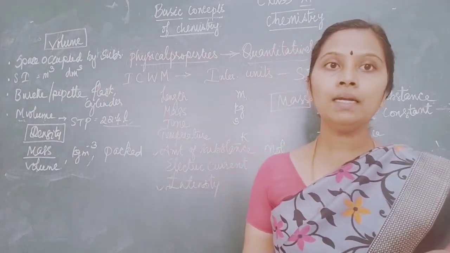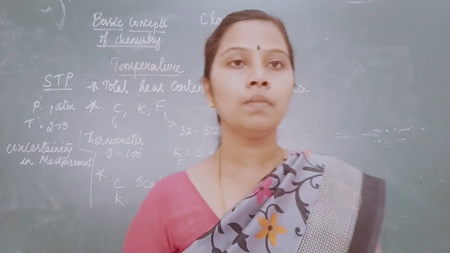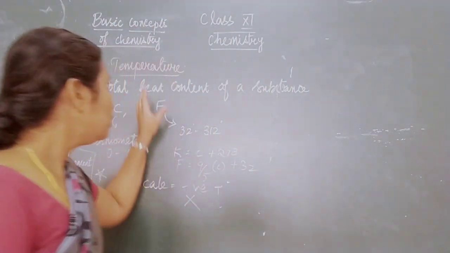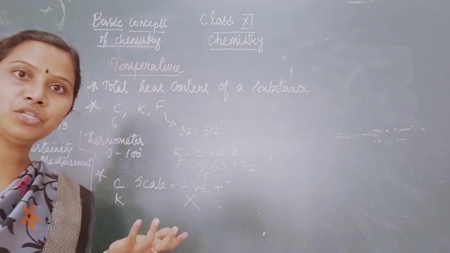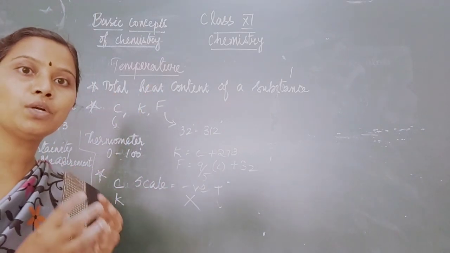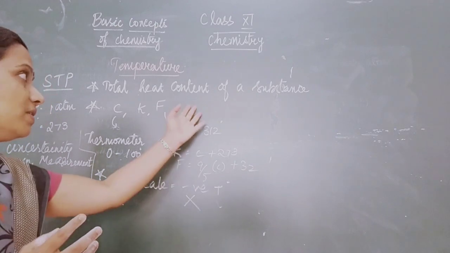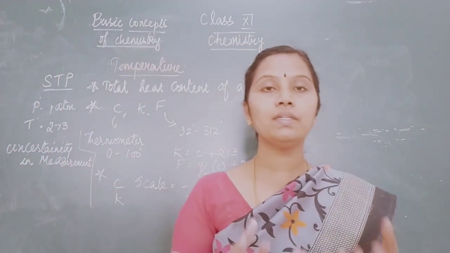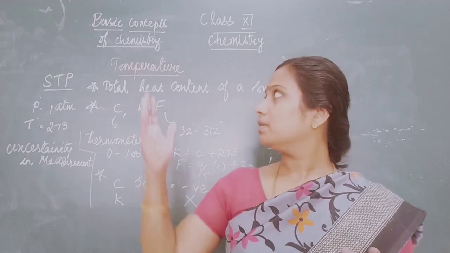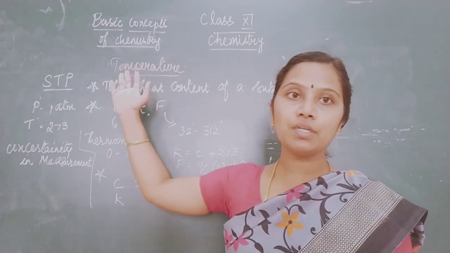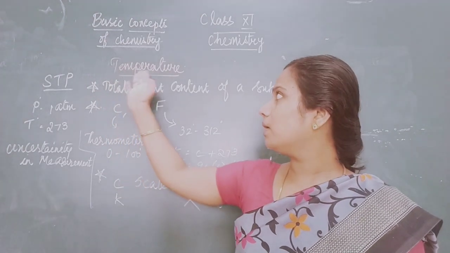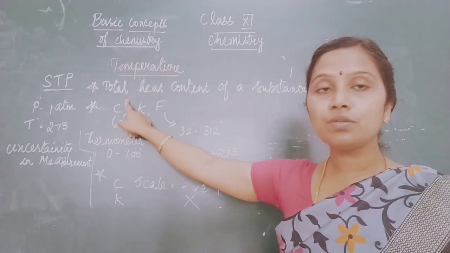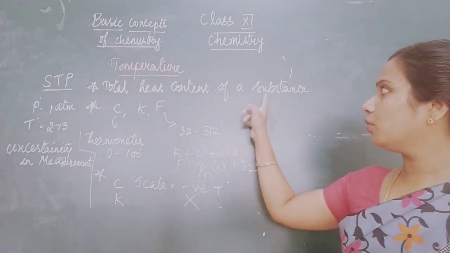Next, we will be seeing temperature. The last physical property will be temperature. So, what is the definition of temperature? Temperature refers to the total heat content of a substance. The degree of hotness or degree of heat of an object is called temperature. So what is temperature? Temperature refers to the total heat content of a substance.